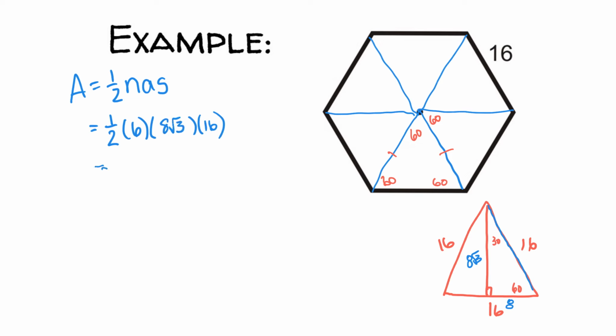So now all I need to do is multiply this together. When you have a radical 3, a lot of times I just leave it in terms of radicals. So I just simplify it as much as I can. So let's see, 1/2 times 6 is 3. 3 times 8 is 24. And 24 times 16 gives me 384. So that's 384 radical 3 square units. And again, it's okay to leave the radical in your answer.